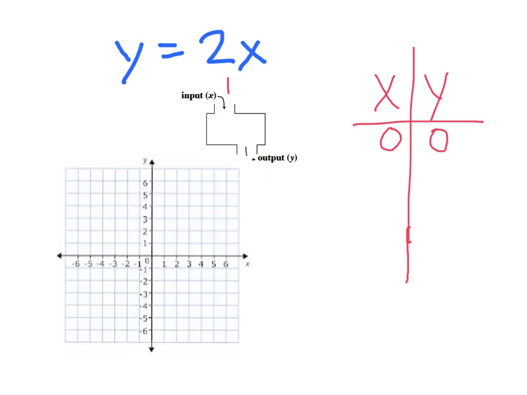And what would you get for Y? What would the output be? That's right, it'd be 2. So if X equals 1, Y equals 2. Let's try -1. If X is -1, what will the output be? That's right, it'd be -2. 2 times -1 is -2.